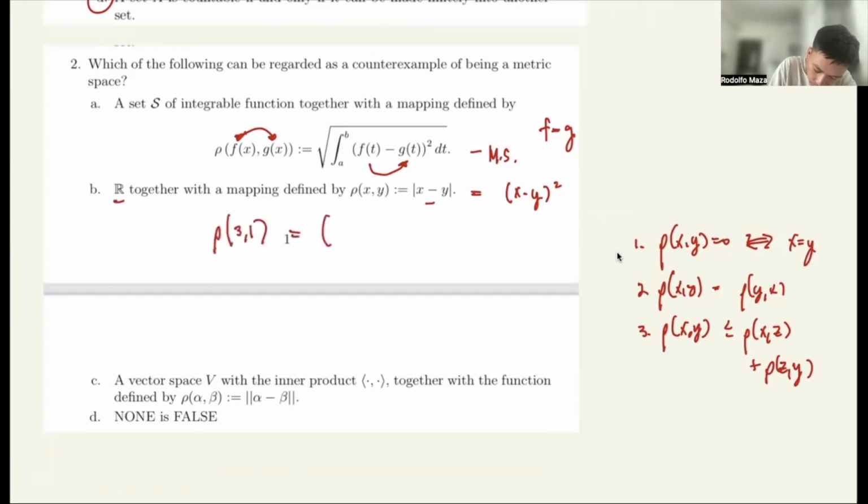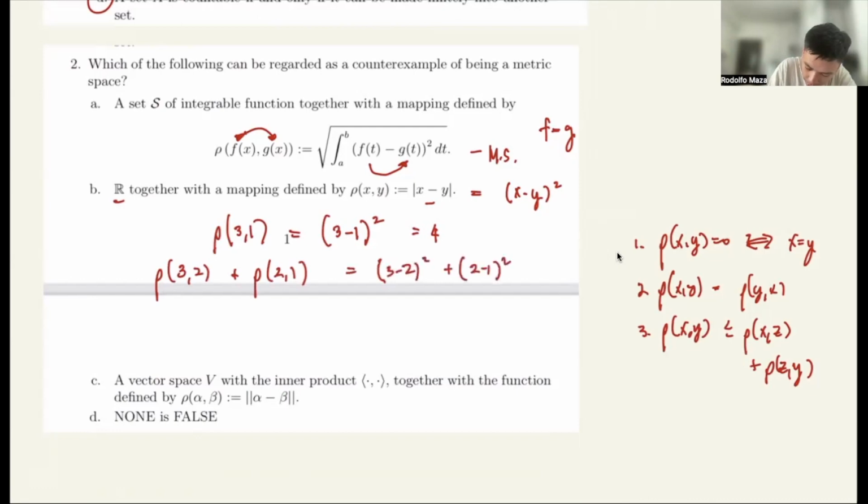So that's equal to 3 minus 1 squared, and that's equal to 4. So kunyari, isingit tayo ng 2. So row of 3, 2, and then plus row of 2, 1. So, di ba this is 3, 2. So, ibig sabihin that's 3 minus 2 squared plus yung 2, 1, 2 minus 1 squared. Di ba this is equal to 2 lang and it's not greater than or equal to 4. So, therefore, this disqualifies it from being a metric space.